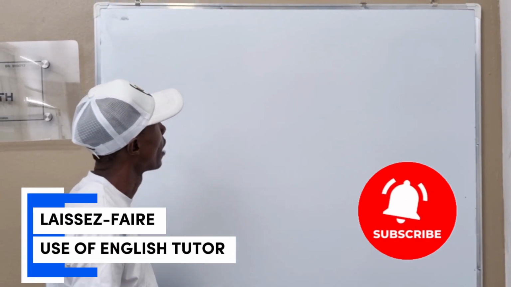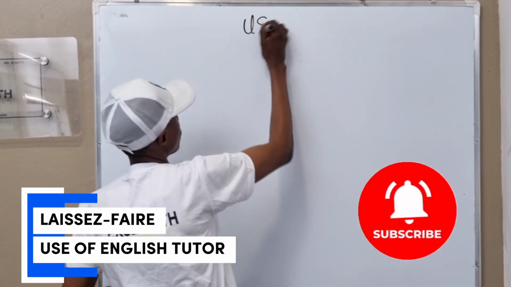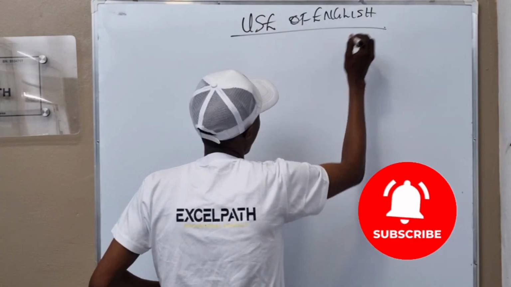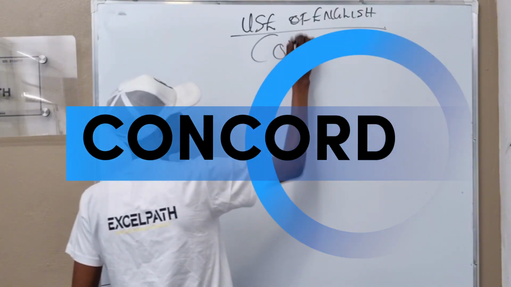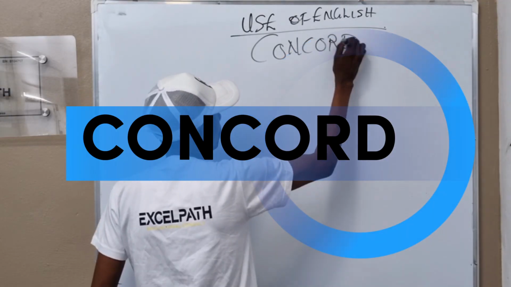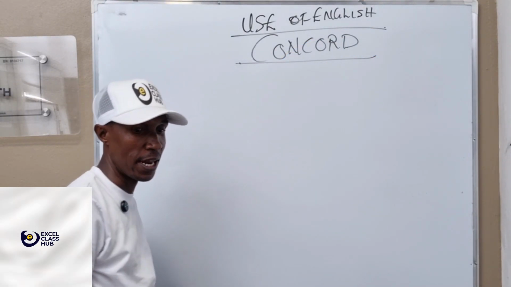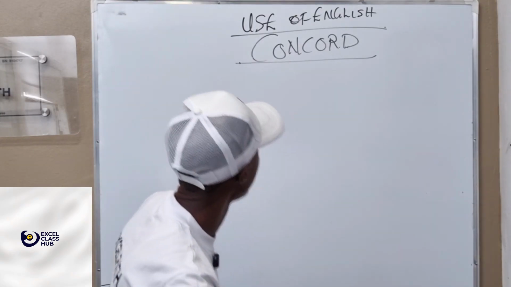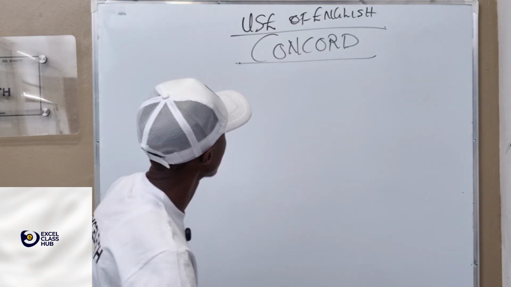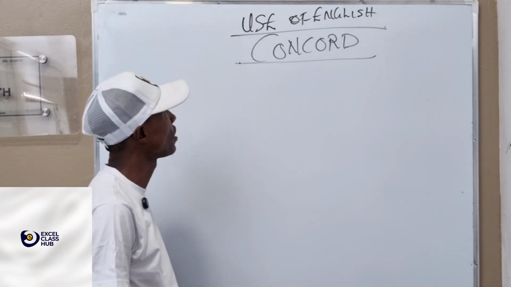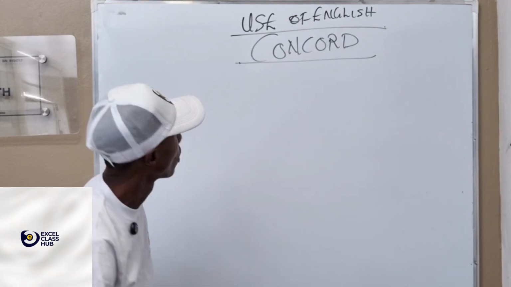I'm here to handle a subject titled Use of English. And my topic this hour is Concord. Concord specifically is the major topic that students are expected to know, especially in JAMB. What do we mean by Concord?